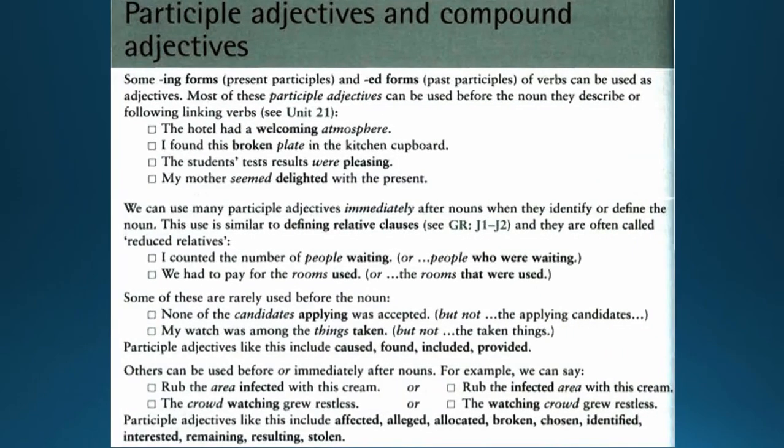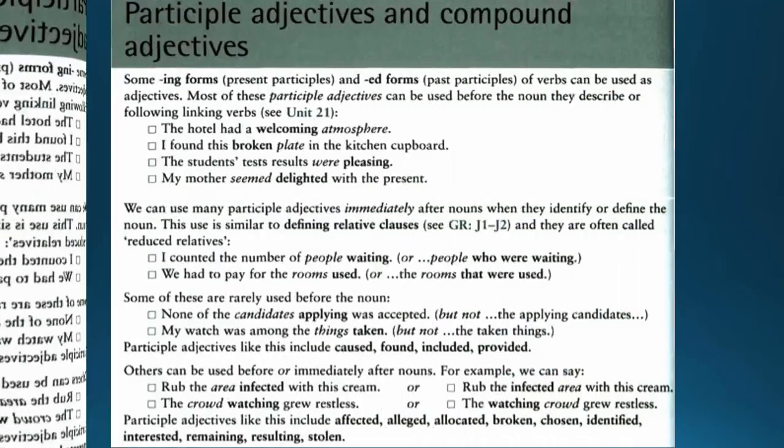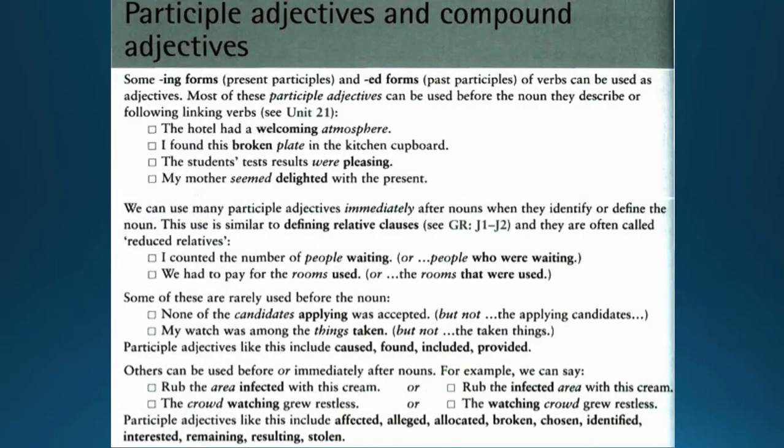Participle adjectives and compound adjectives. Some ing forms, present participles, and ed forms, past participles, of verbs can be used as adjectives. Most of these participle adjectives can be used before the noun they describe or following linking verbs. For example, the hotel had a welcoming atmosphere. I found this broken plate in the kitchen cupboard. The students' test results were pleasing. My mother seemed delighted with the present.